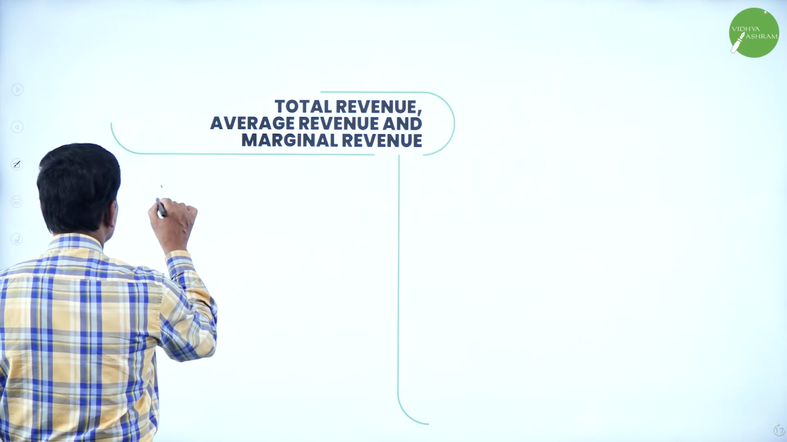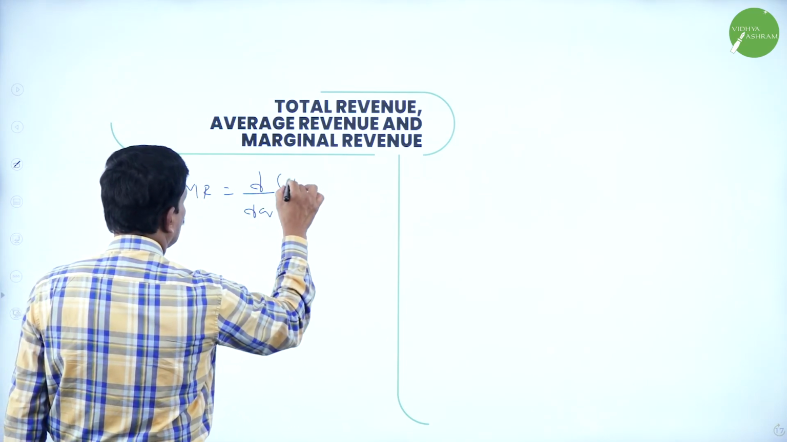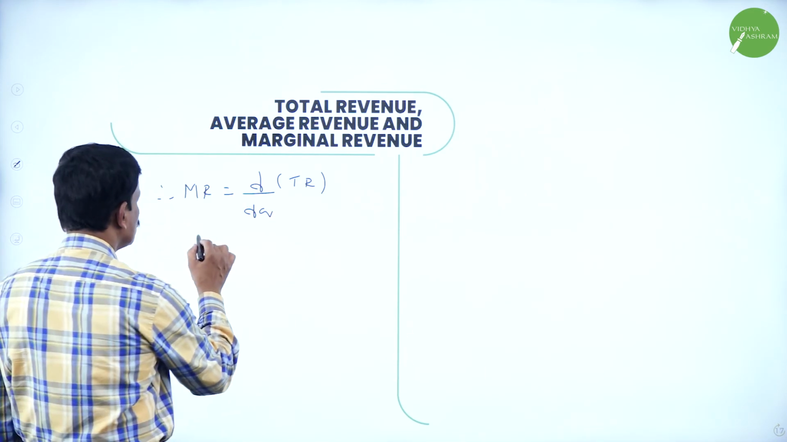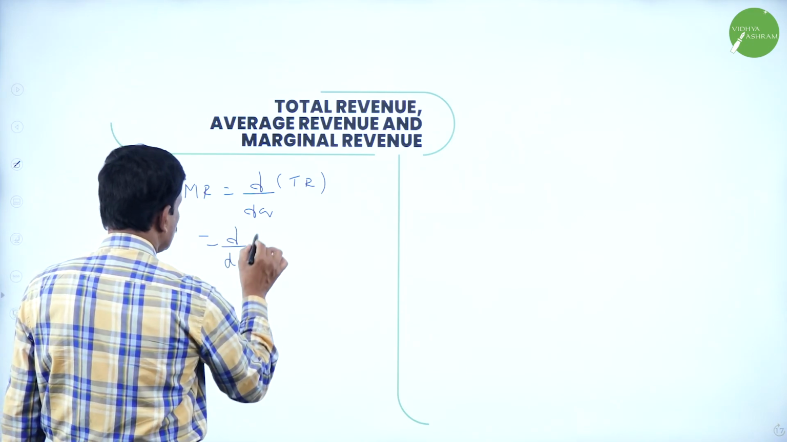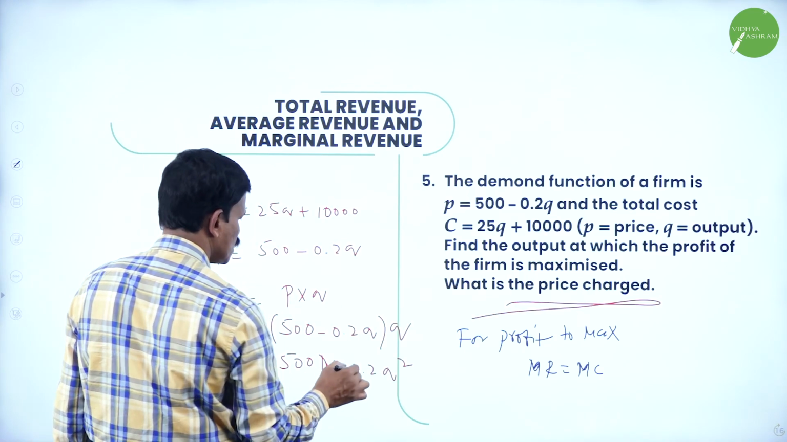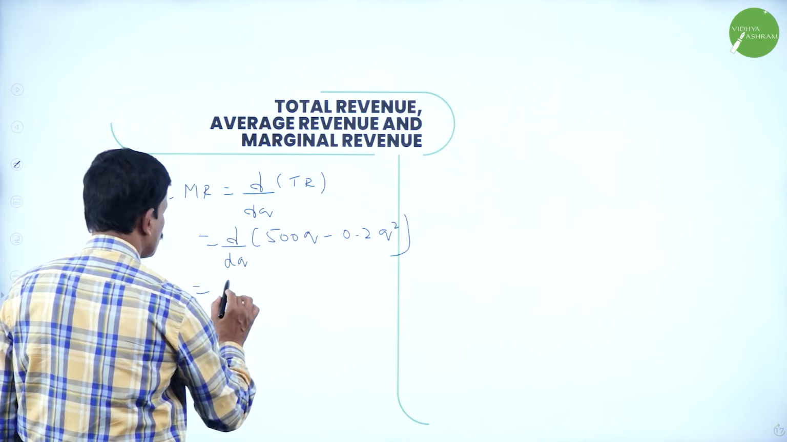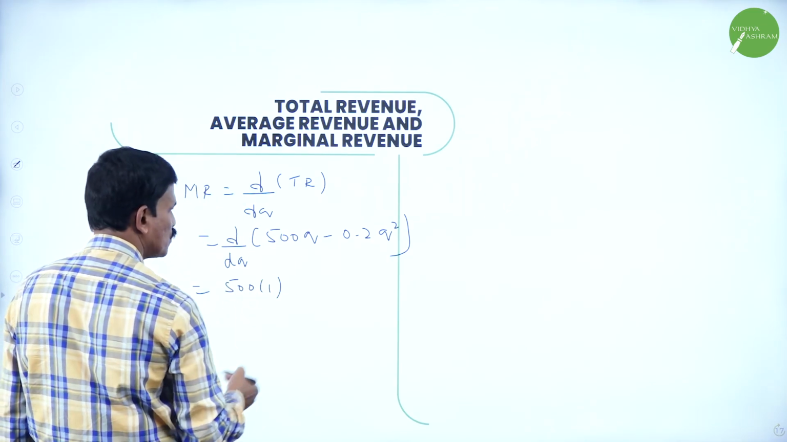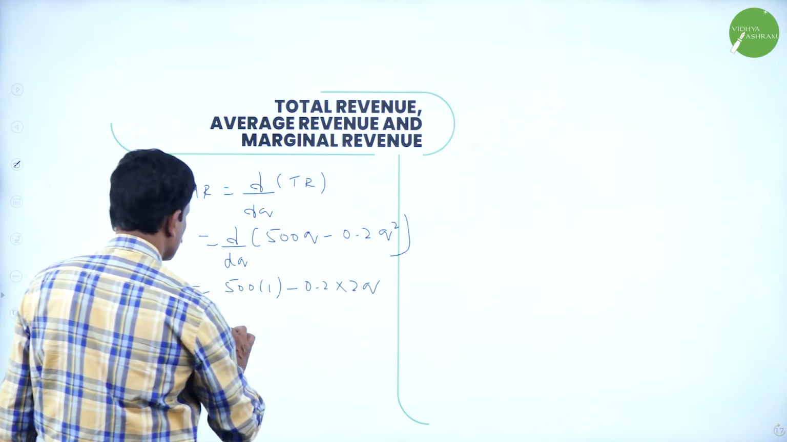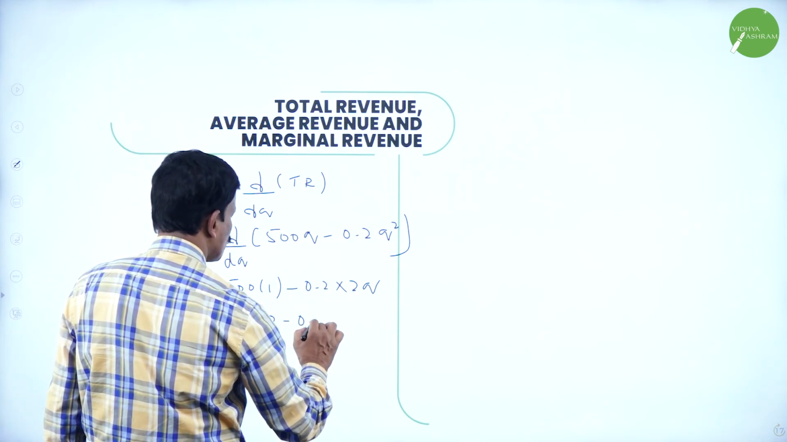Therefore MR is equal to d by dQ of TR. What is TR here? 500Q minus 0.2Q square. So this is d by dQ of 500Q minus 0.2Q square. Differentiate this with respect to Q. 500 into derivative of Q is 1, minus 0.2 into derivative of Q square is 2Q. So this is equal to 500 minus 0.2 into 2, that is 0.4Q.